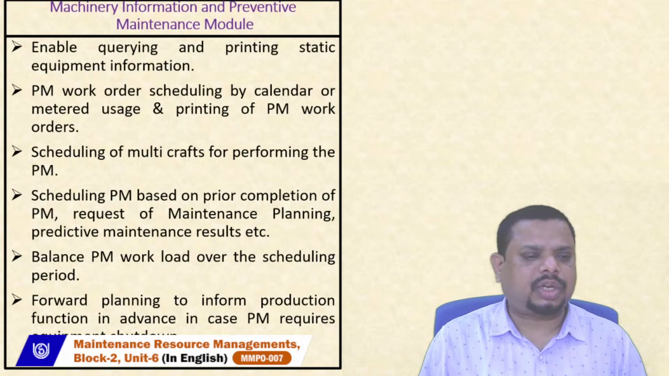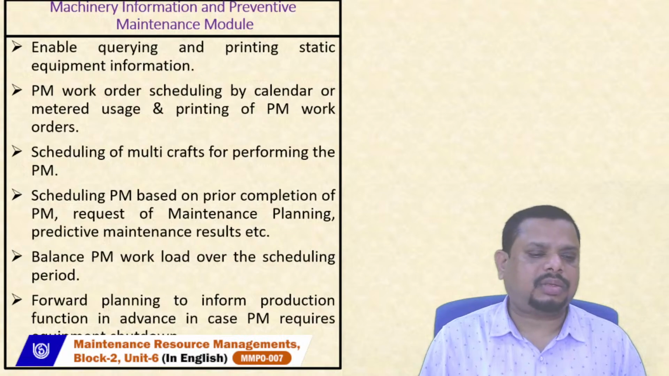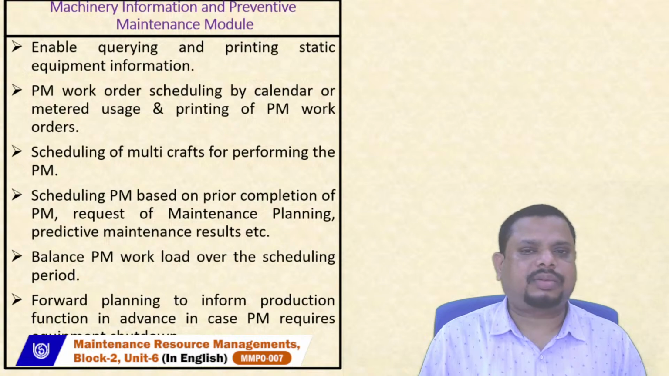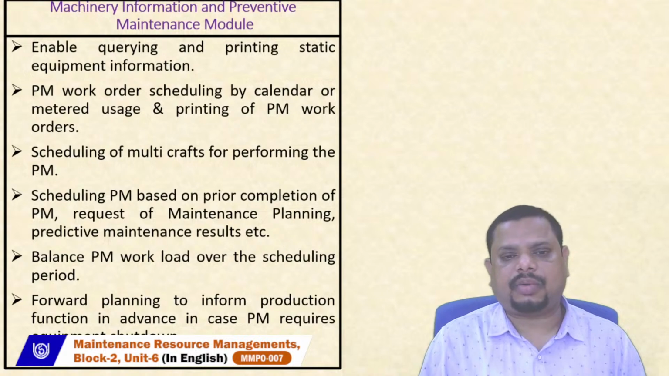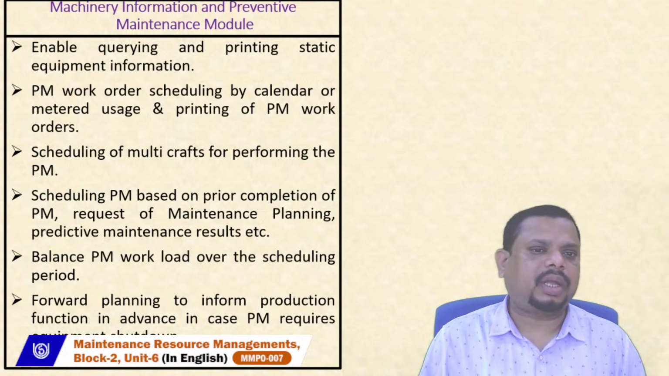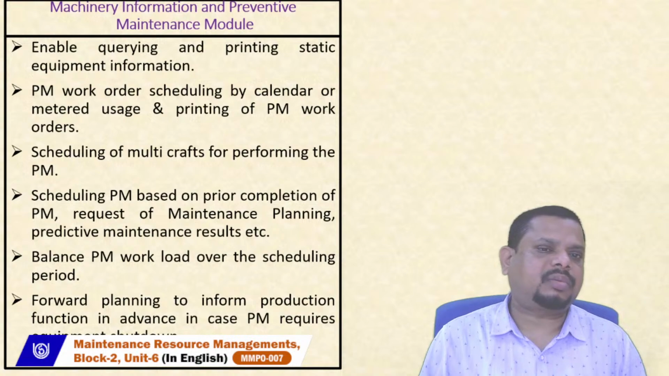So, moving to the next one, balance the preventive maintenance workload over the scheduling period. Suppose you have four to five maintenance personnel, so you have to make a balance between the load versus the schedule periods. And finally, forward planning to the production functions. That means forward the entire planning of maintenance, especially with reference to preventive maintenance, to the production departments in advance, in case the preventive maintenance requires equipment shutdown. Without taking the prior approval of the production department, you cannot implement this.